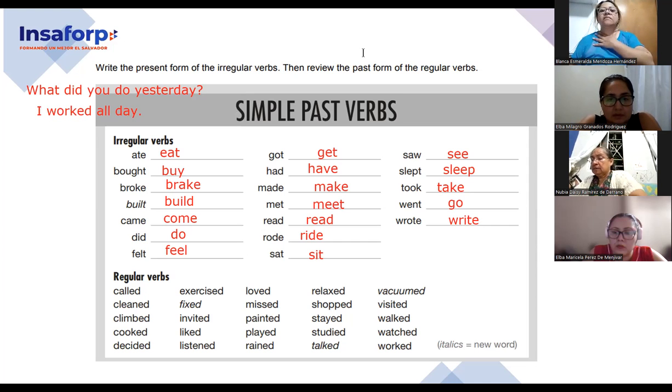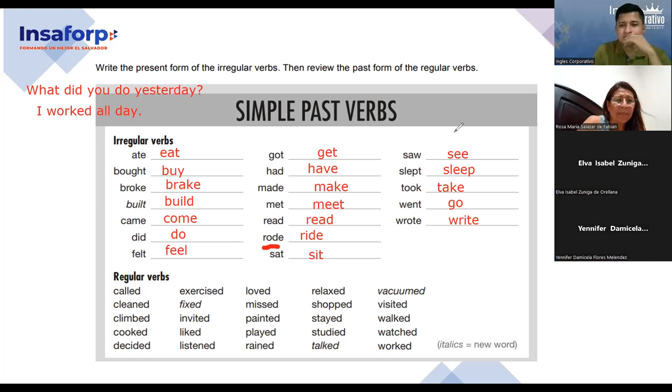What is this? Rosa? Yes, what is this? Yes, what is this? Rosa? Oh, your mic, I'm sorry, your mic. The microphone, I'm sorry, your mic.